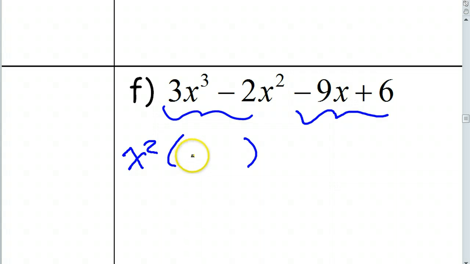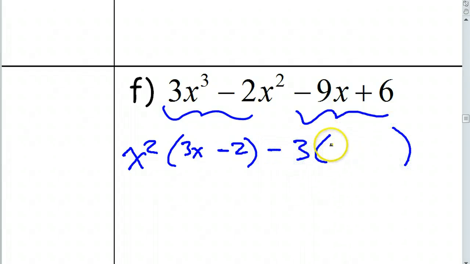So just taking out the x squared, that's going to leave behind 3x minus 2. Now on this one, I will pull out a negative 3. And that's going to leave behind 3x minus 2. Okay, let that sink in for a second. Notice how the parentheses are the same. So I should be able to factor out.